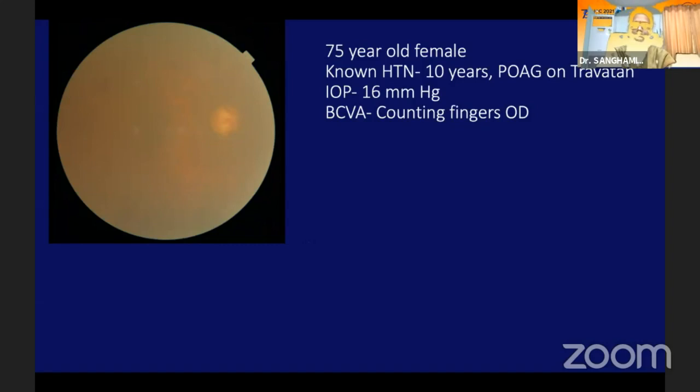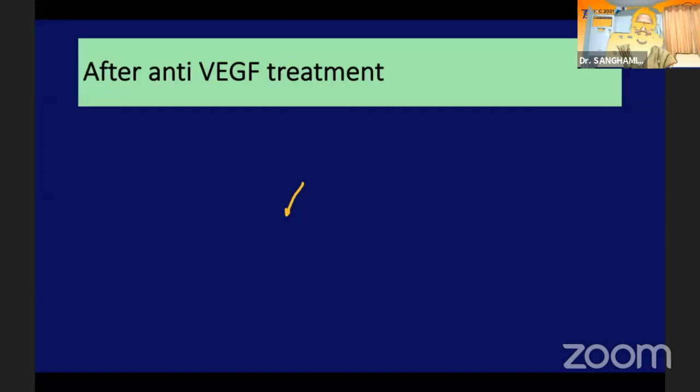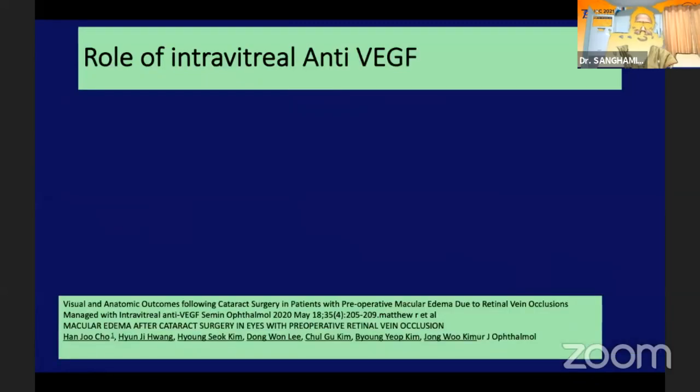Now, this was a 75-year-old female, known hypertensive for 10 years, on treatment for open angle glaucoma with prostaglandin analogues, with intraocular pressure controlled, a grade 3 nuclear sclerosis, and best corrected visual acuity of counting fingers. Dilated fundus examination was very hazy. We could see some hemorrhages here and there. When the OCT was done, it showed a huge amount of macular edema. So this patient was injected with anti-VEGF, but after the injection there was traction over the foveal area. So this patient was taken up for cataract surgery along with vitrectomy.